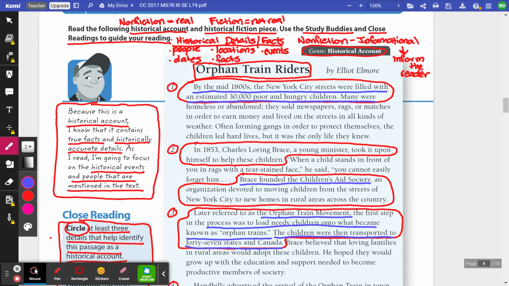So the first thing I underlined was that same section that I circled in paragraph 1, by the mid 1800s, New York City streets were filled with an estimated 30,000 poor and hungry children. I circled this one because it tells me when, so the mid 1800s, it tells me where, New York City, and it tells me who, so those 30,000 poor and hungry children. So this one has a lot of important facts, and they tell us who, what, when, where, and why. So I thought that it definitely should be underlined.